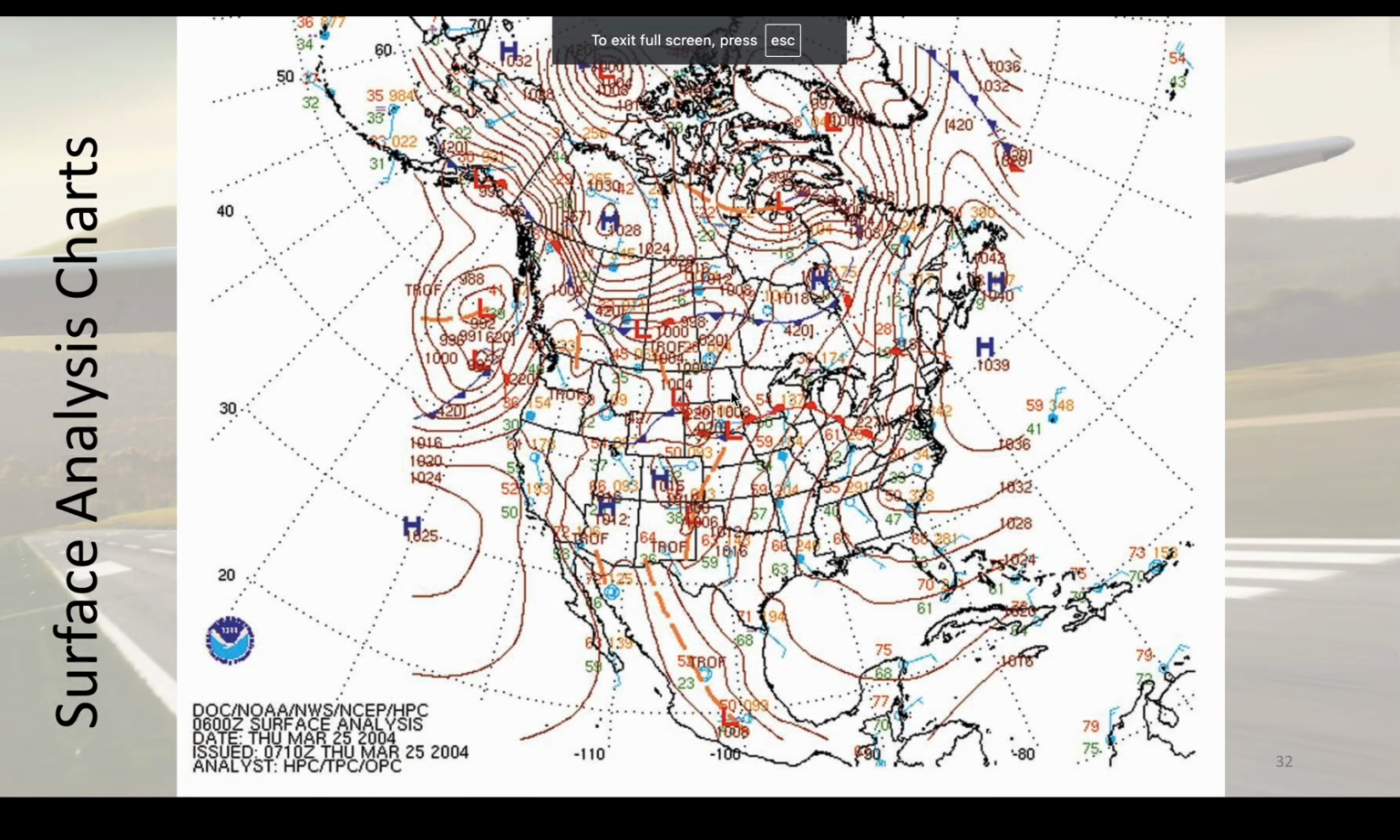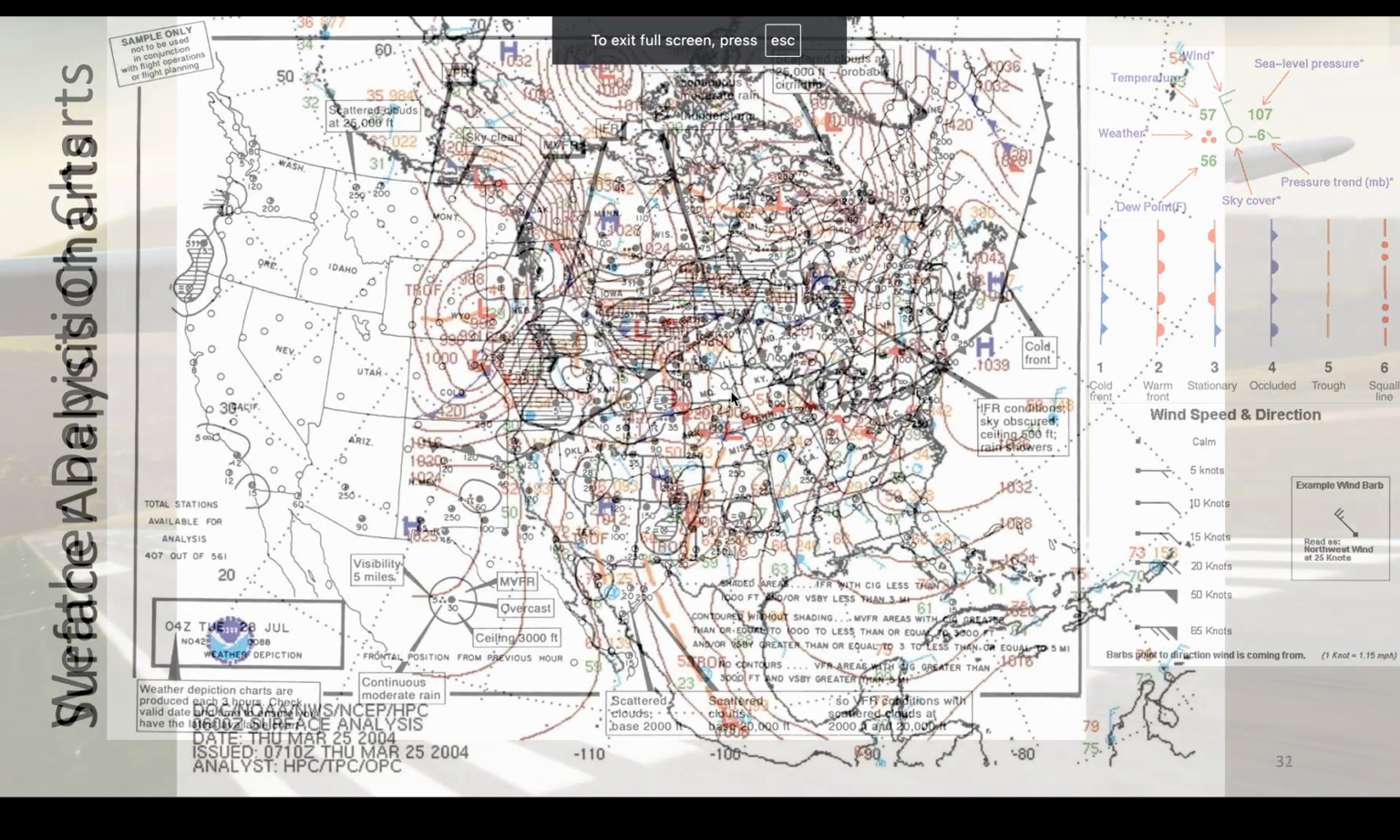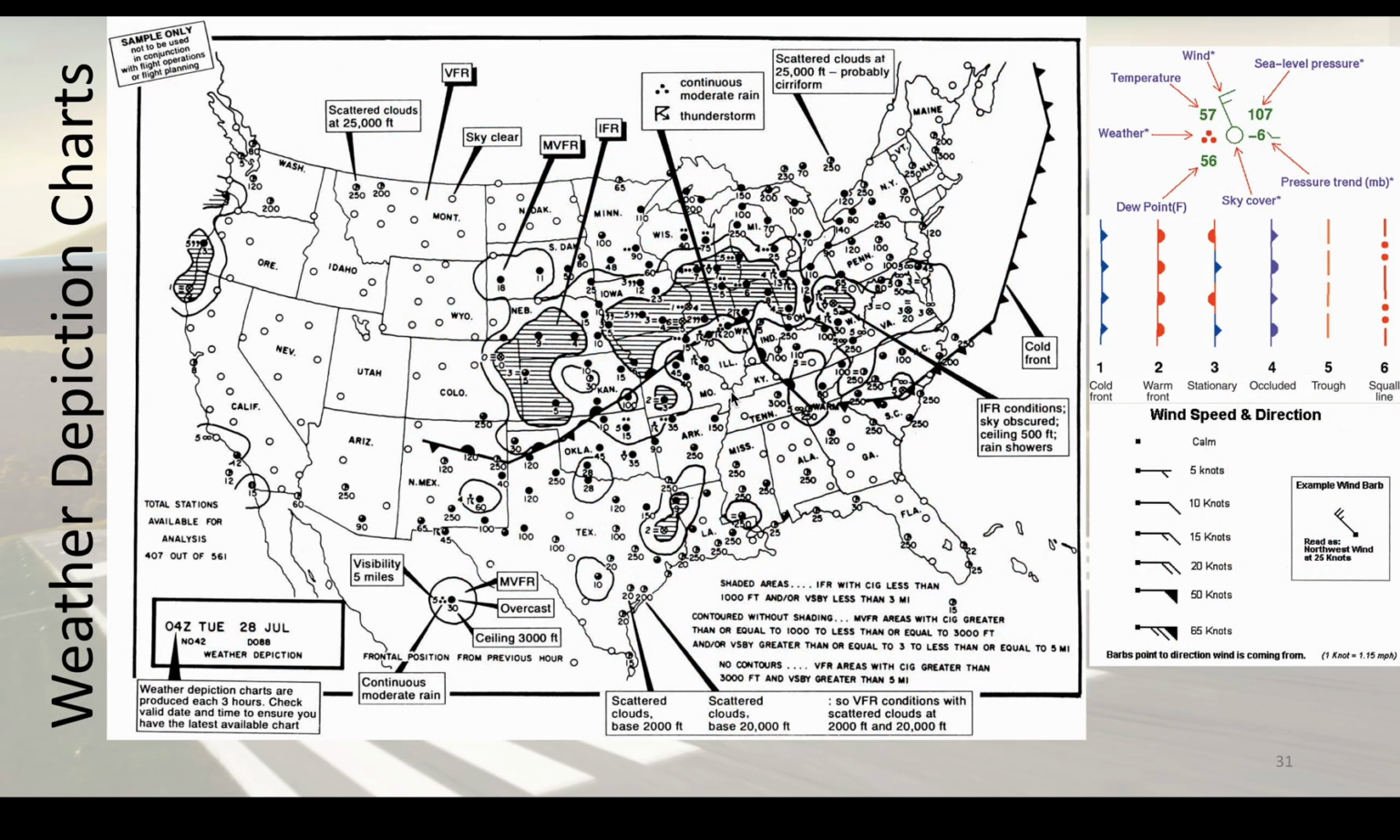But basically you have your weather depiction charts and your surface analysis charts. Now, a weather depiction chart is going to show you things like IFR areas and these little circles that are really hard to see probably on my little screen here.